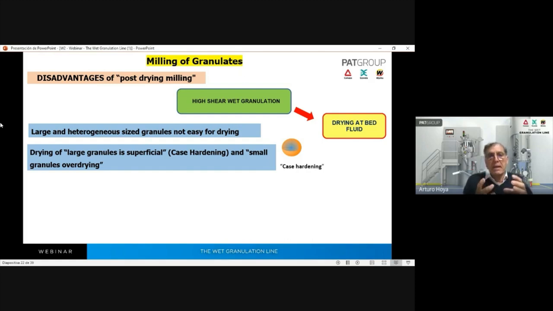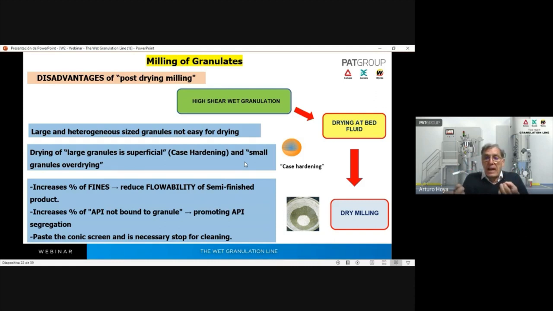This means, for example, this sphere is dry on the surface, but very wet in the inner part. So this is a common problem. And when you do dry milling, you will have these problems: increased percentage of fines and reduced flowability, and an increased percentage of API not bound to granule, which promotes API segregation.